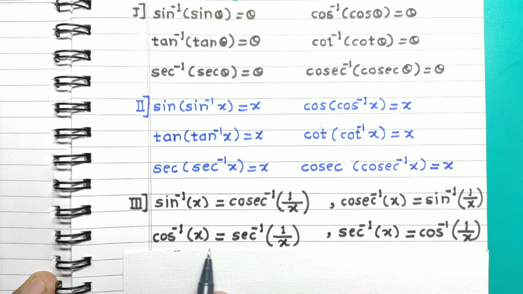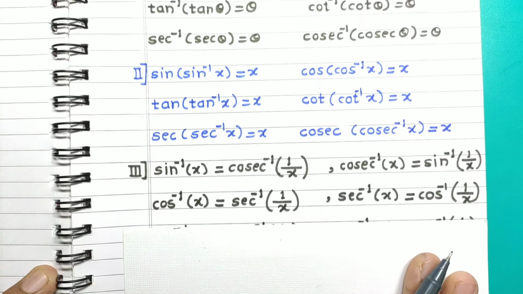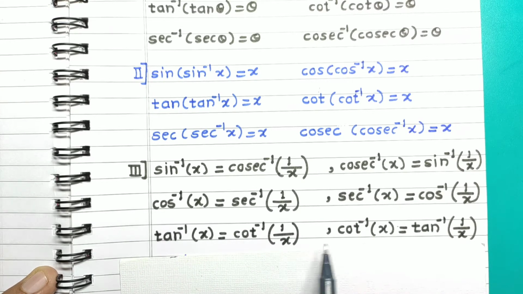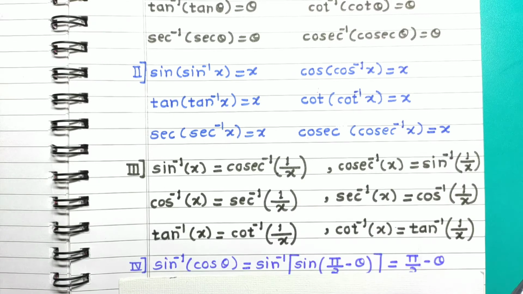Next, cos inverse of x is sec inverse of 1 upon x. Sec inverse of x is cos inverse of 1 upon x. Then tan inverse of x is cot inverse of 1 upon x. Cot inverse of x is tan inverse of 1 upon x.